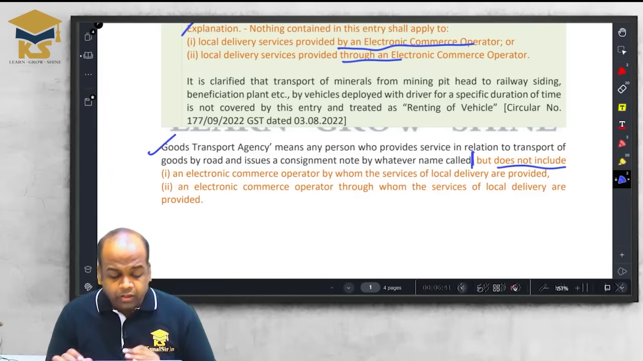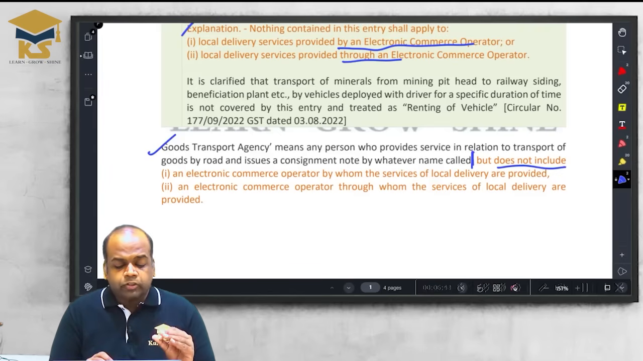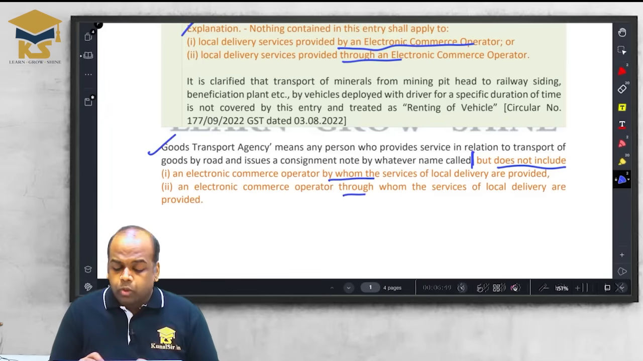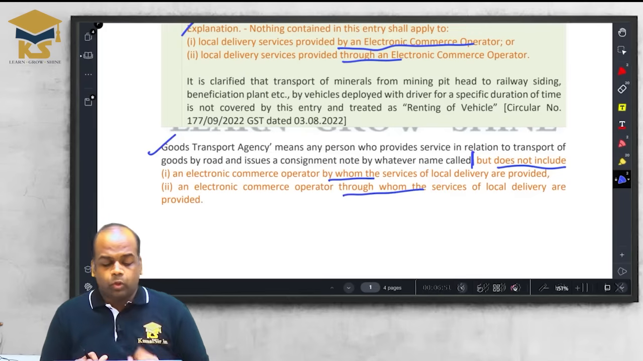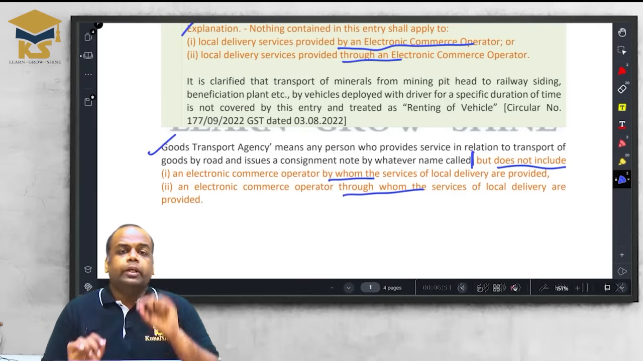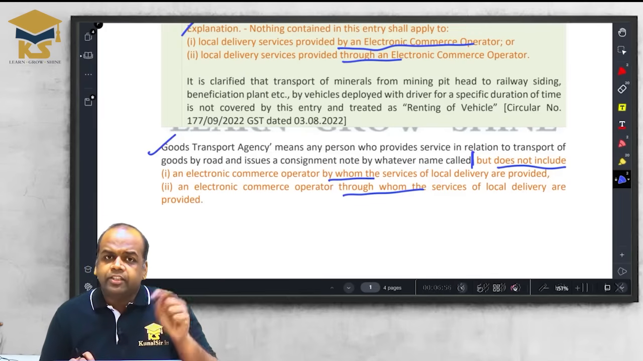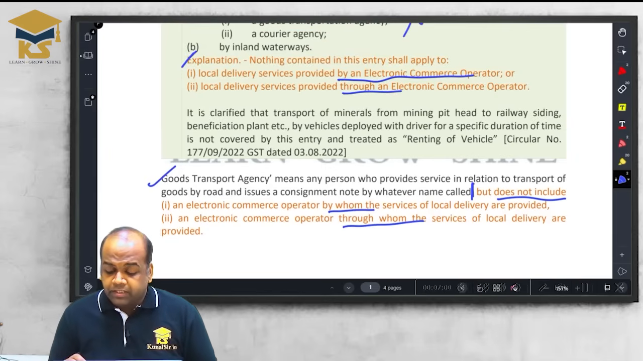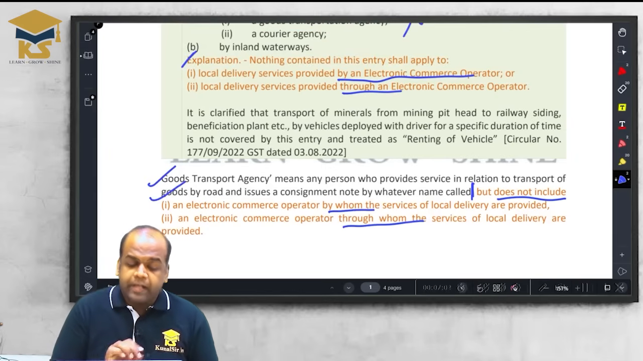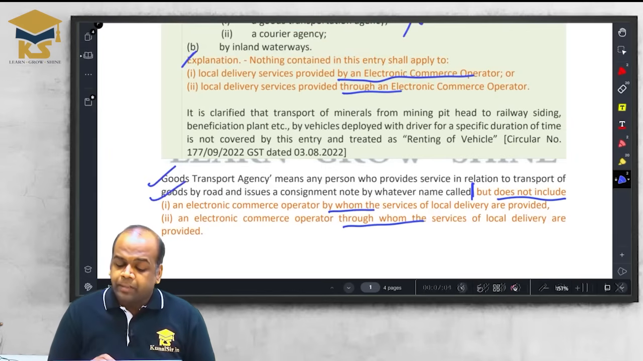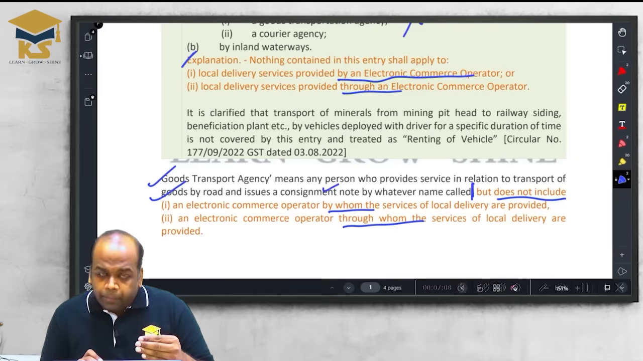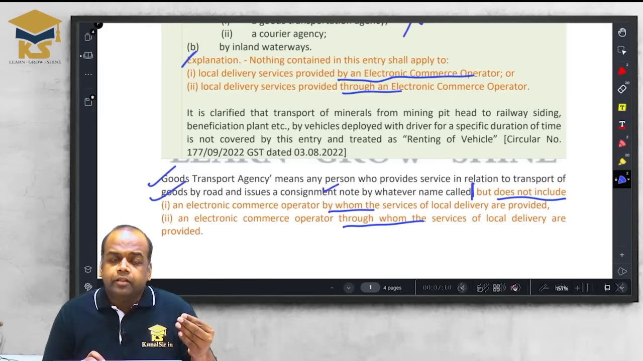It does not include an e-commerce operator by whom local delivery services are provided. And second, an e-commerce operator through whom the services of local delivery are provided. So, e-commerce operator can be considered as GTA because e-commerce operator is providing services in relation to transport of goods by road. Yes. Issue a consignment note by whatever name called. Yes. So, can, sir, that e-commerce operator be called as a GTA?